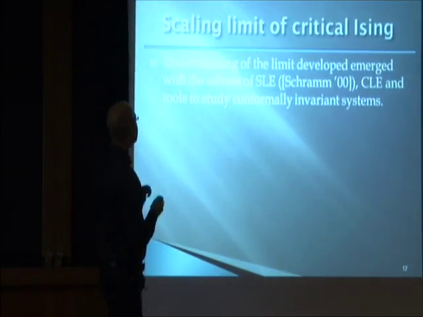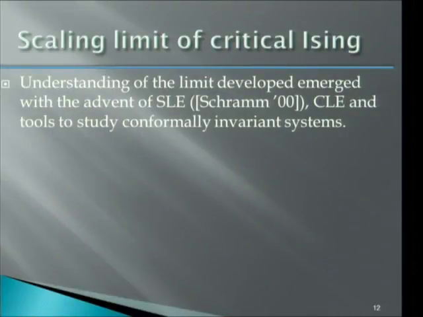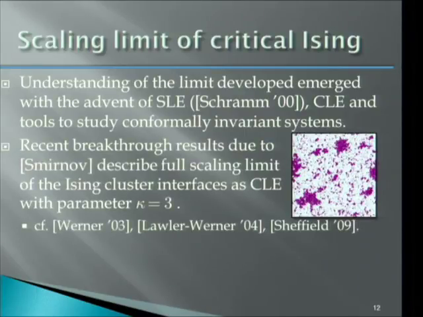One last thing that I ought to recall in this recap of history is the major change that happened in the last 10 years in the study of critical Ising. There was a stream of fantastic results that followed the advent of SLE by Oded in 2000. It started with SLE and then continued to CLE, the conformal loop ensemble, and tools to study conformally invariant systems.